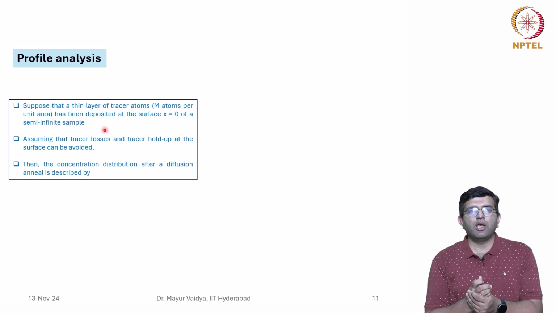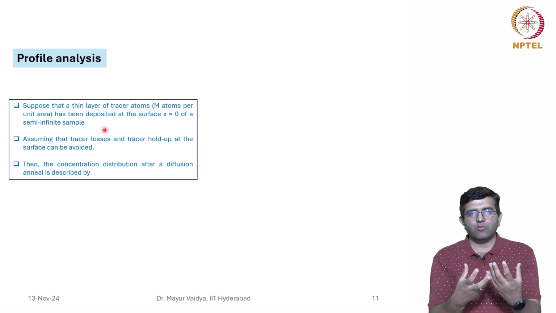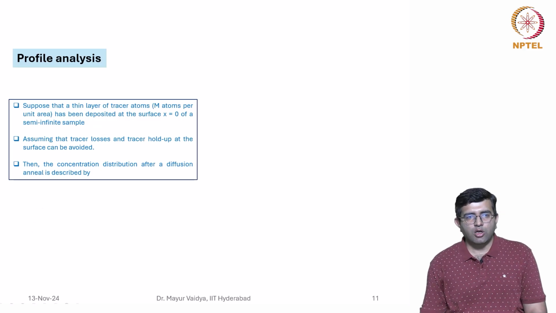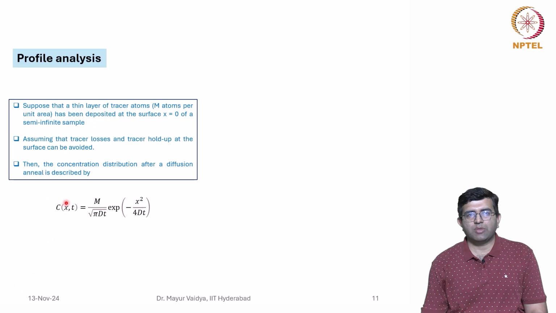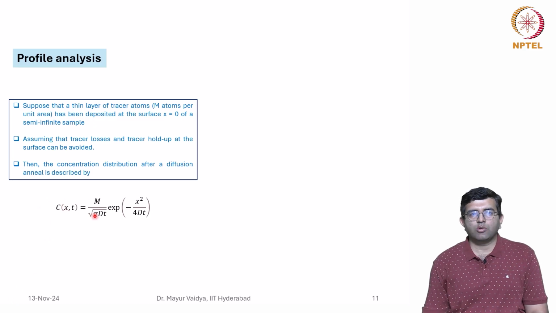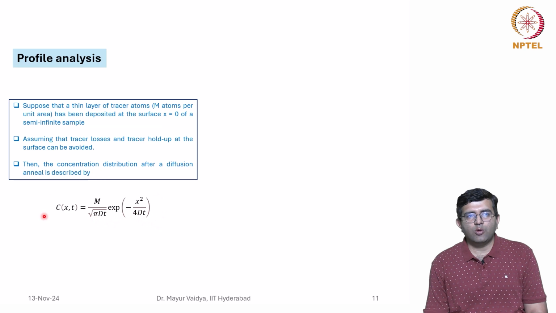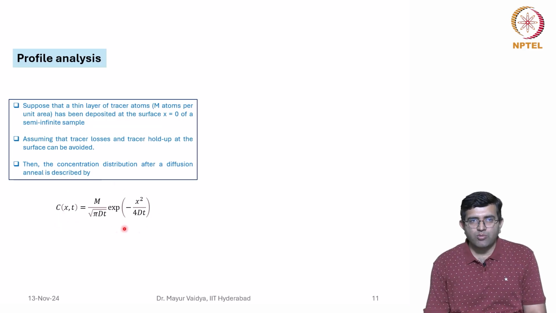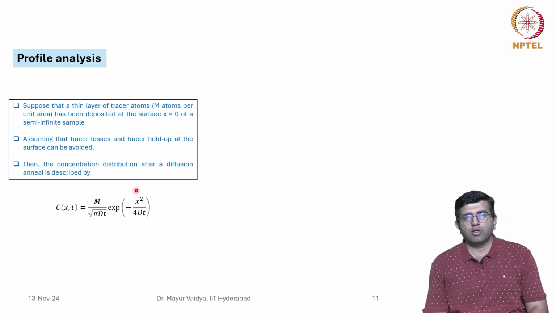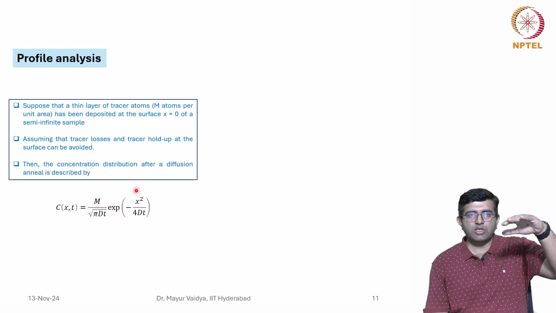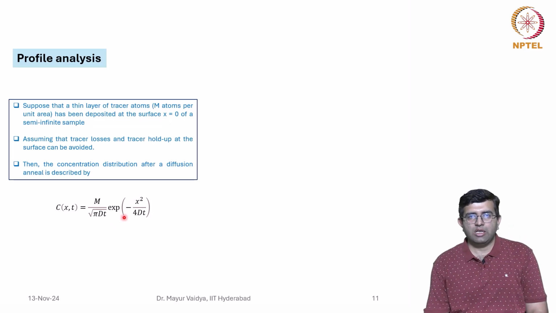We know that the concentration will be described by a Gaussian function, which is something like this: C is equal to m by root pi Dt, exponential minus x square by 4Dt. As you will recollect, we had done this in the lectures on the solution to the diffusion equation. This is a thin film geometry case, where only the layer is present at the surface.